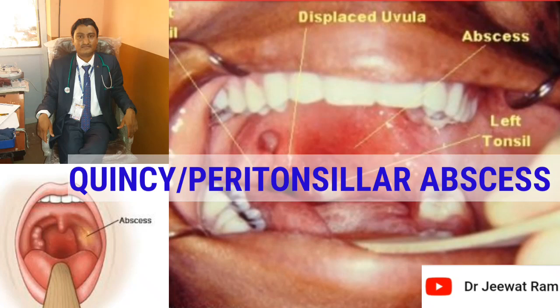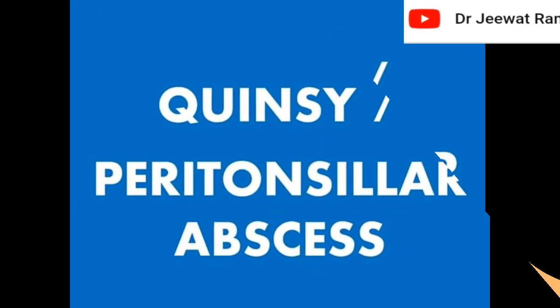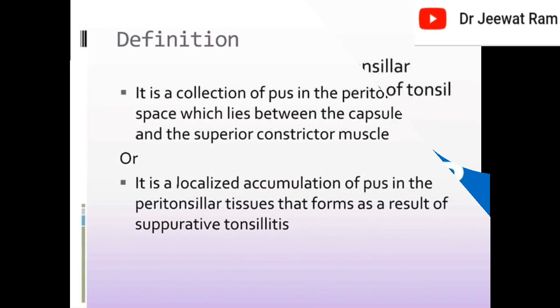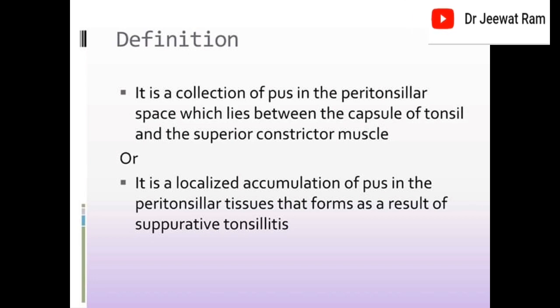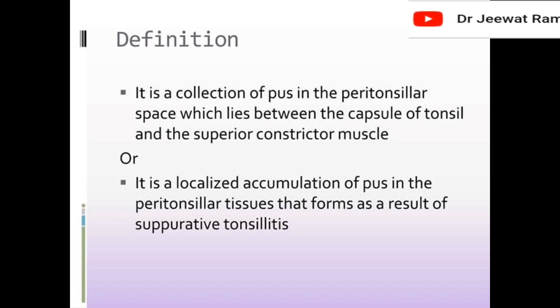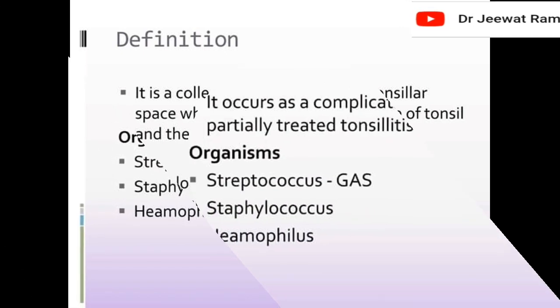Today I will discuss Quinsy, peritonsillar abscess. What is Quinsy? It is a collection of pus in the peritonsillar space, which lies between the capsule of the tonsil and the superior constrictor muscle. Or it is a localized accumulation of pus in the peritonsillar tissues that forms as a result of suppurative tonsillitis.